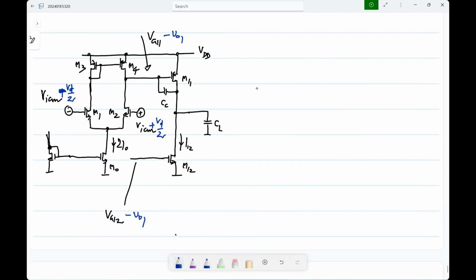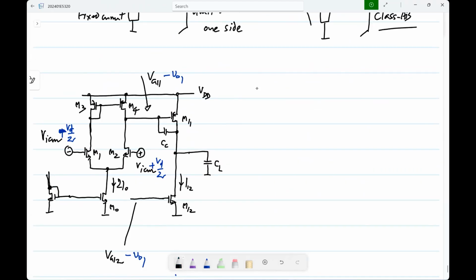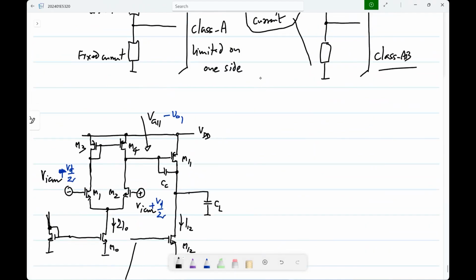If I do that for the second stage, this is again not an unfamiliar circuit because I've drawn it as a part of the op-amp. It may look unfamiliar, but you have seen this, right? Pretty sure you have seen this.